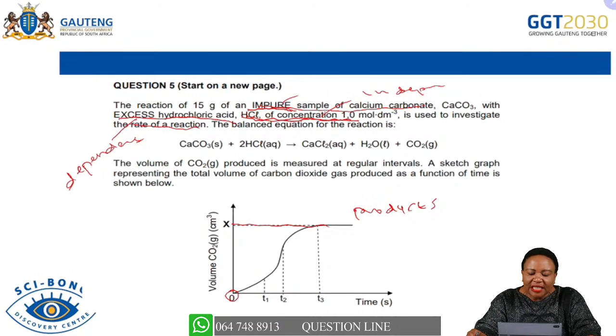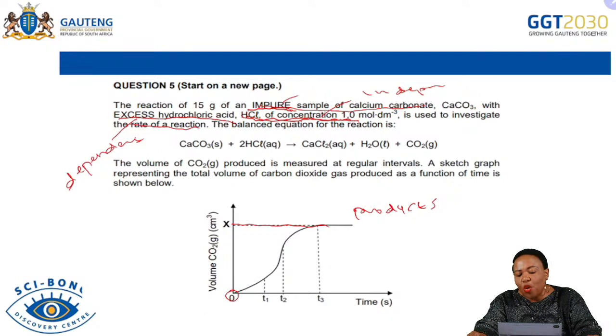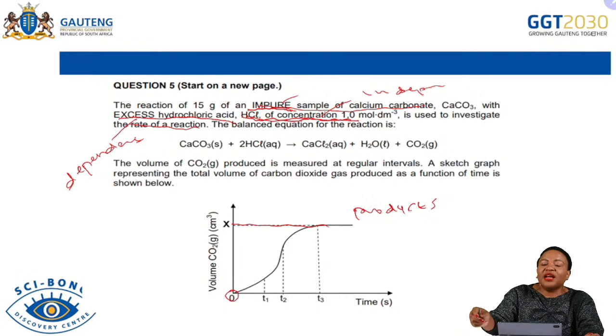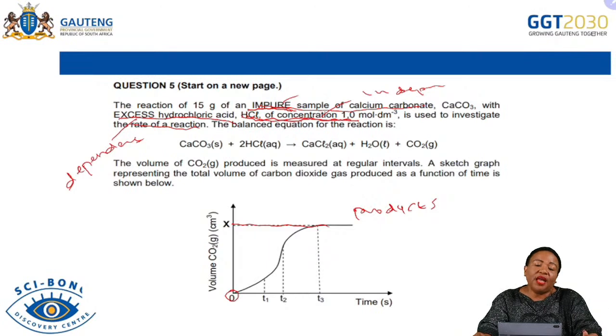Now, calcium carbonate reacts with 2 moles of hydrochloric acid to give you 1 mole of calcium chloride, 1 mole of water, and 1 mole of carbon dioxide. The volume of carbon dioxide gas produced is measured at regular intervals. A sketch graph representing the total volume of carbon dioxide gas produced as a function of the time is shown below. So this graph represents the volume of the carbon dioxide gas produced as the time interval proceeds.